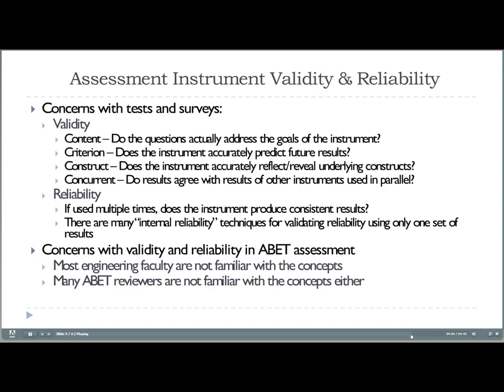Now, let me say that I do have some concerns with validity and reliability in ABET assessment, and that is, first of all, most people in engineering are not familiar with these concepts, and many ABET reviewers are not familiar with these concepts. And so I've seen instruments and processes used and taught that were not valid and reliable. But anyway, I believe that as time goes on, there will be more and more scrutiny of validity and reliability.